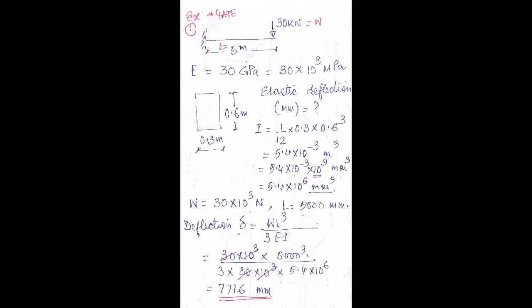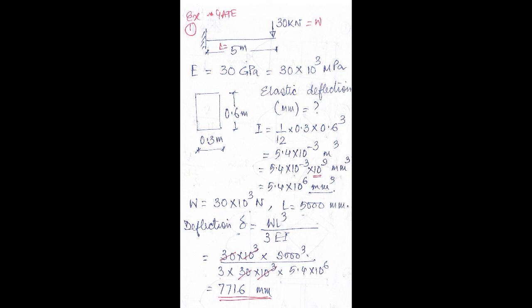To start solving this problem, I would recommend please see my video on basic formulae. Let us start. In this numerical, the length of the cantilever beam, that is L, is given as 5 meter. The point load is given as 30 kilonewton, which is acting at the free end. Value of E, modulus of elasticity, is given as 30 GPa, which is equal to 30 into 10 cube MPa. The area of the cross section is given as 0.3 meter by 0.6 meter. You have to find the elastic deflection in millimeter.